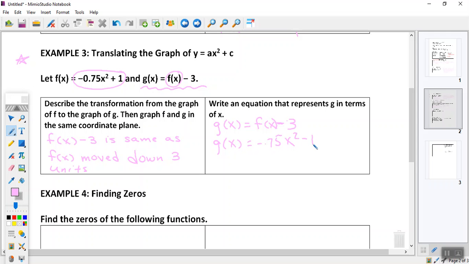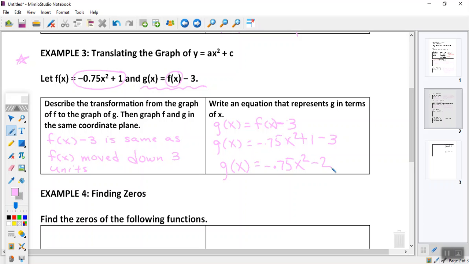But that's the f part. But what's on the end out here now, kids? If I want to write a function for g of x, we're taking the original function f, negative 0.75x squared plus 1, and subtracting how much from it, kids? So subtract 3. Guys, what I've written up there, wouldn't 1 minus 3 combine to be negative 2 up there? So the function g of x has to equal negative 0.75x squared minus how much? 2. The 1 minus the 3 would be a 2.